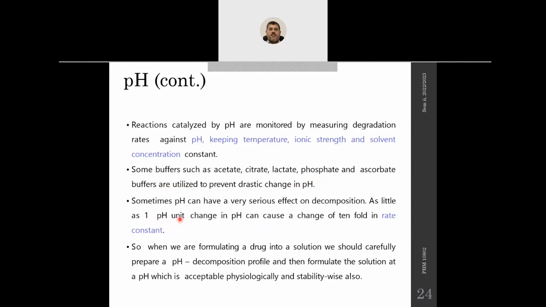Sometimes only a change in one unit of the pH can change the degradation rate tenfold. Okay. So when we are formulating a drug into a solution, we should carefully prepare a pH decomposition profile. That means we study the change in the rate of decomposition with the change in the pH. And then we formulate the drug. We adjust the pH of the formulation to the pH that will result in the least or slowest degradation rate of the drug.